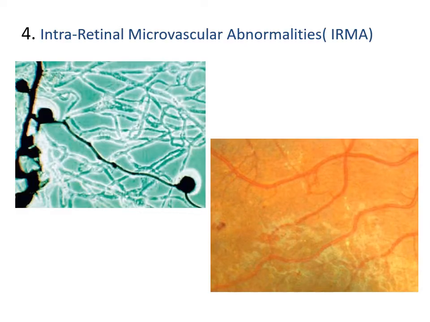Fourth sign is IRMAs, or intraretinal microvascular abnormalities. These appear as fine irregular red intraretinal lines that run from the arterioles to venules without crossing any major blood vessels. So these are basically arteriovenous shunts which occur in the ischemic retina. On the photo on the lower hand side, you can see some vessels developing in between the bigger vessels, and these are basically IRMAs.